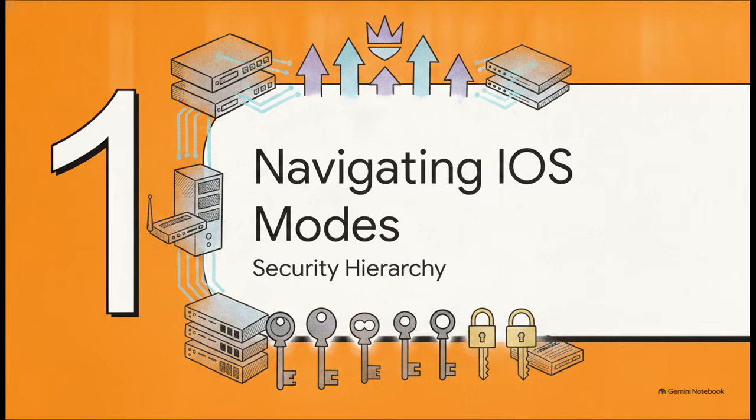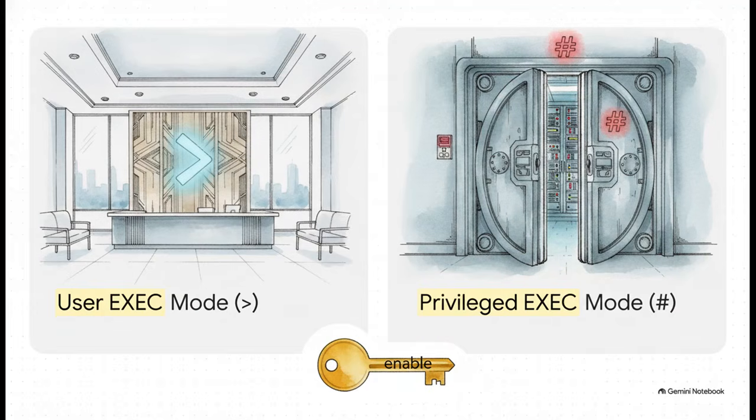All right, part 1. Navigating Cisco iOS modes, the security clearance hierarchy. So before you can configure anything, you really have to know where you are in the system. Cisco iOS operates in a strict hierarchy of modes, and it's actually a lot like corporate security badges.